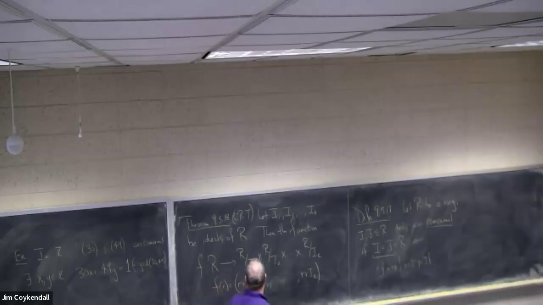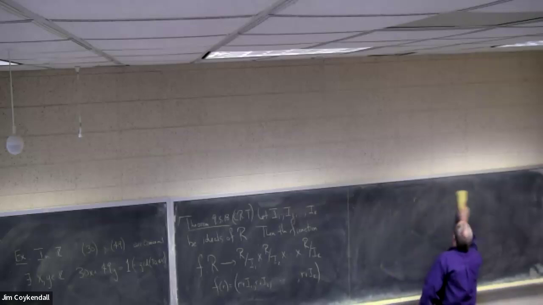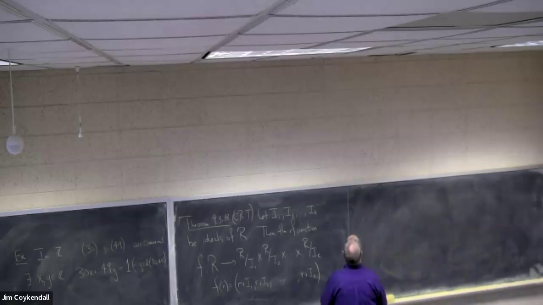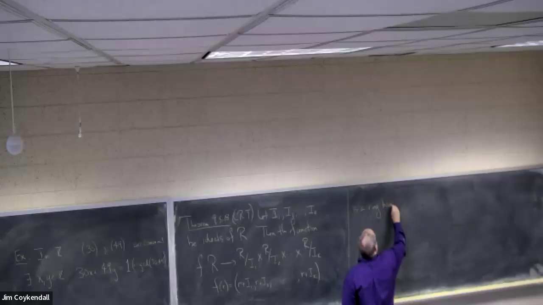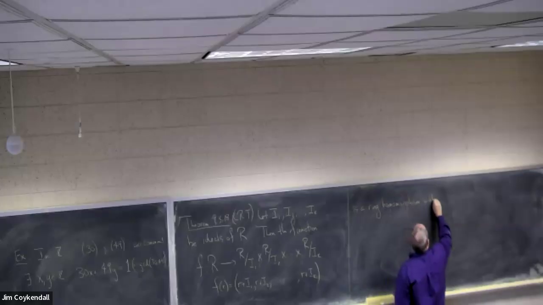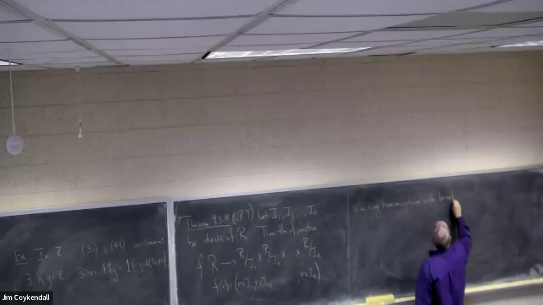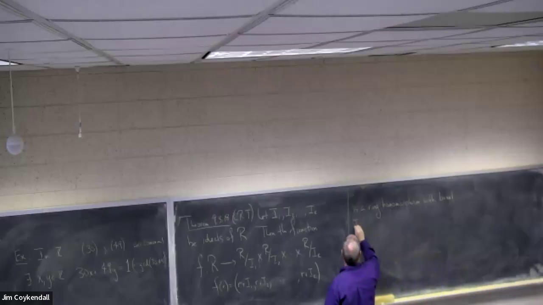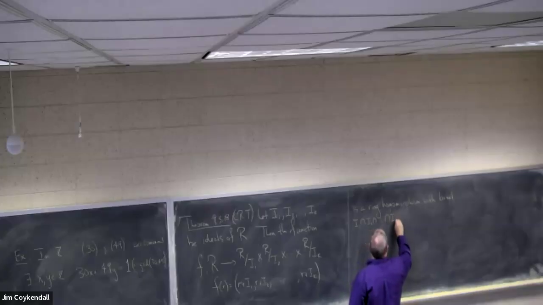This function here is a ring homomorphism with kernel. The kernel, we will prove, is in fact the intersection of these ideals that we've used in this direct product.